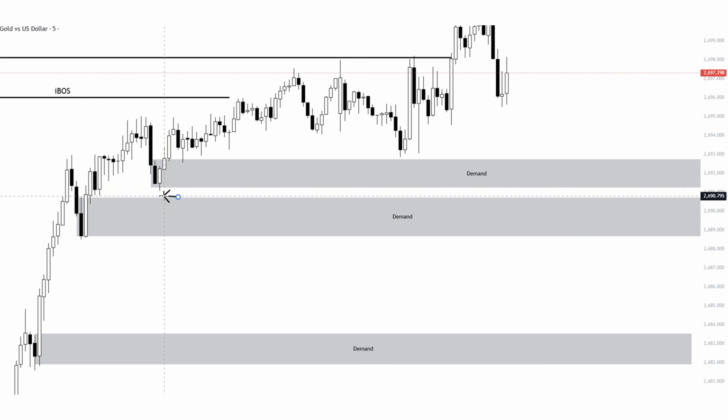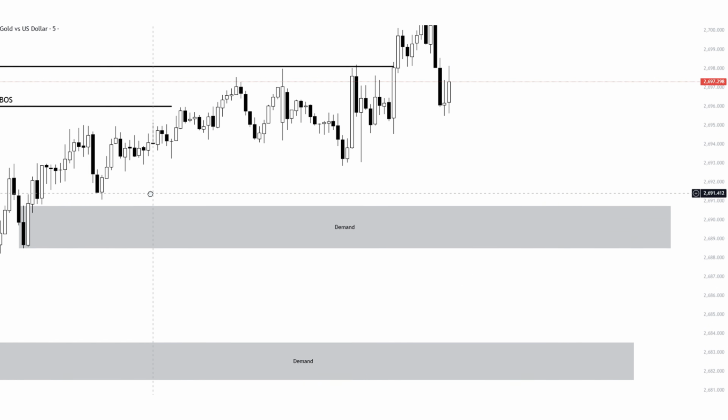Now this upper demand, I don't like, because the next candle from the demand wicks down below the last candle that has formed the zone. This would be a lower quality demand, so we filter it out. And make sure the demand zone covers the candle highs and lows.